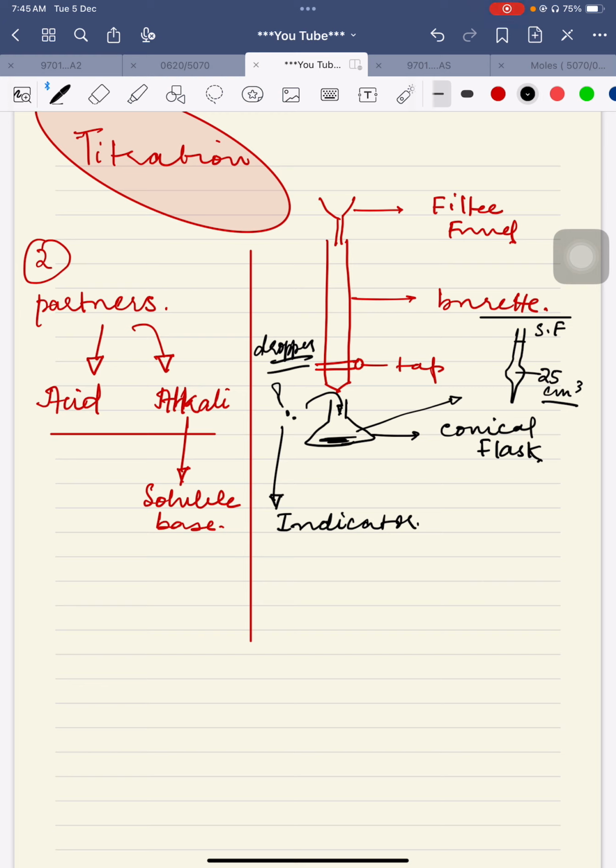So 2 to 3 drops of the indicator will be added to the conical flask. Okay, now what is an indicator?